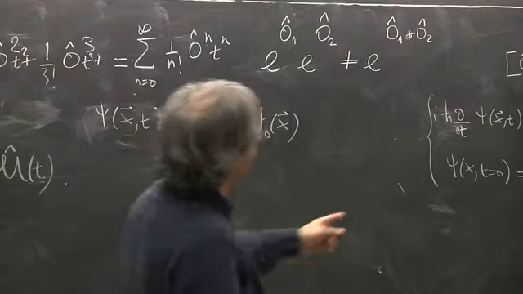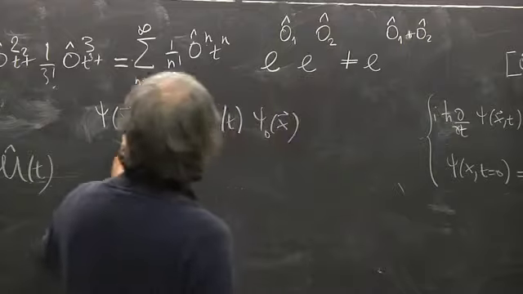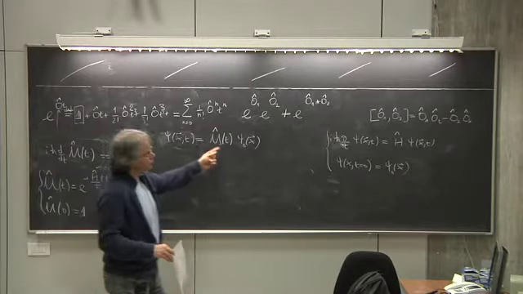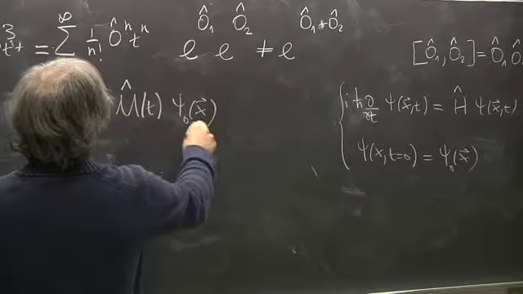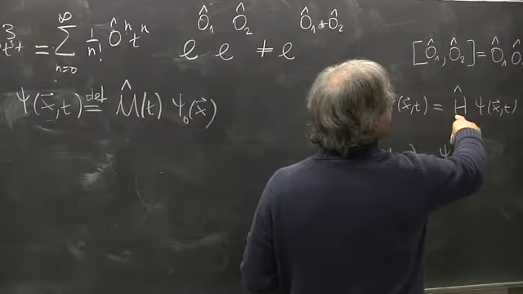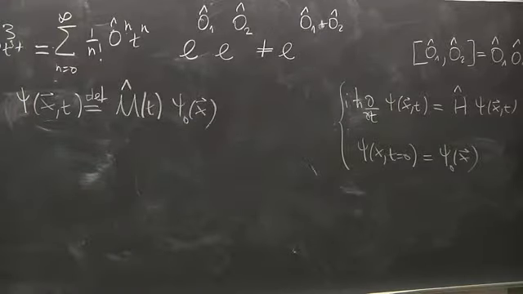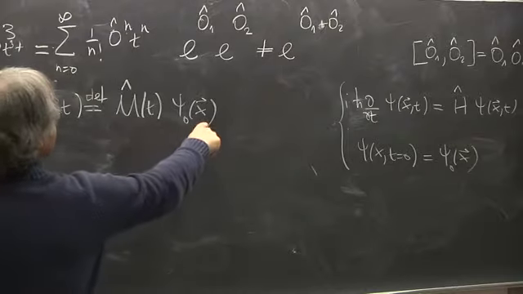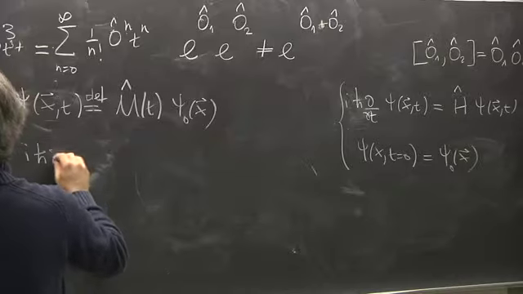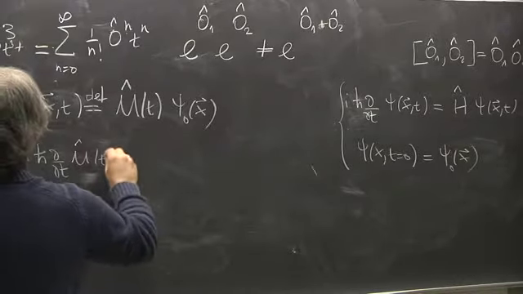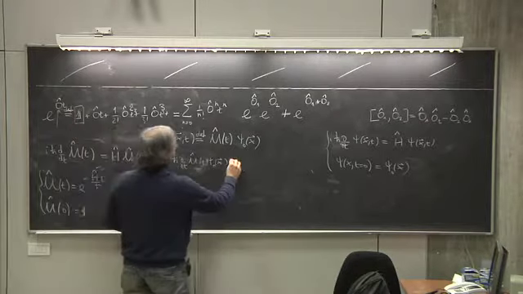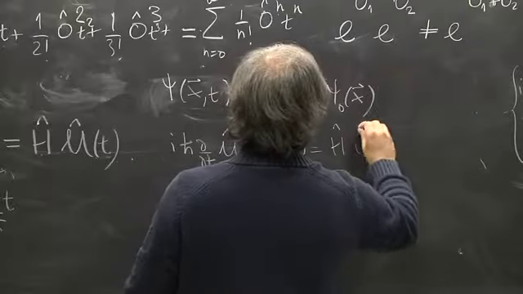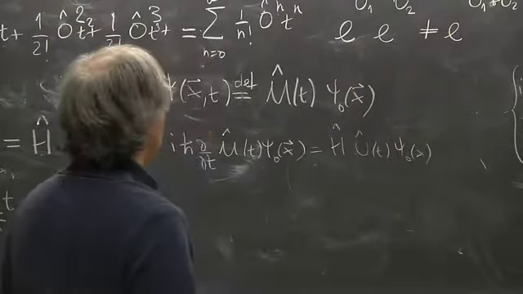How can you prove that? First of all, let's verify the initial value constraint. Well, for t equals 0, U of 0 is the identity, and obviously you get what you want. So all I have to really prove for you is that if I define psi in this way, and I take the derivative with respect to time, I get exactly the same thing as the right-hand side. Okay? So let's do it. So I take this ansatz, and I do iħ, the derivative with respect to time of U of t, psi 0 of x. Well, but I know how much it is, right? This is simply equal to H U, this object, okay? So this is equal to H U psi 0 of x, okay?